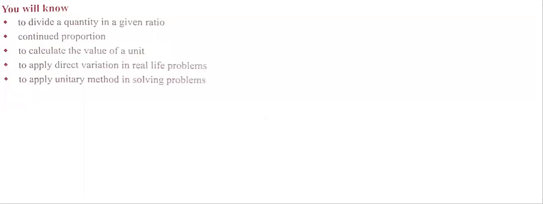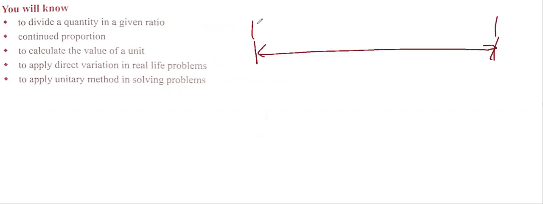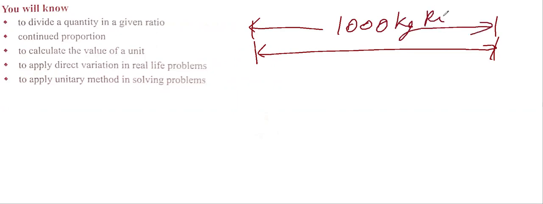Okay, so the next point says to divide the quantity in a given ratio. Say you have a quantity, from here to here. What quantity do you have? Say you have 1000 kg of rice.